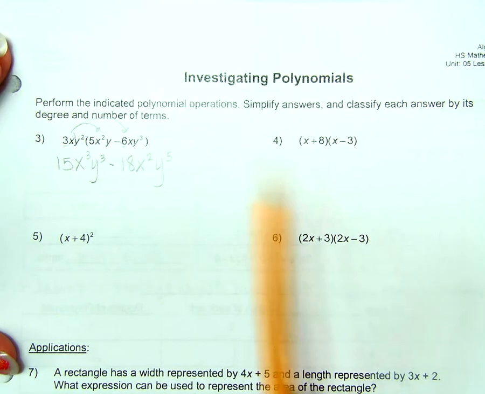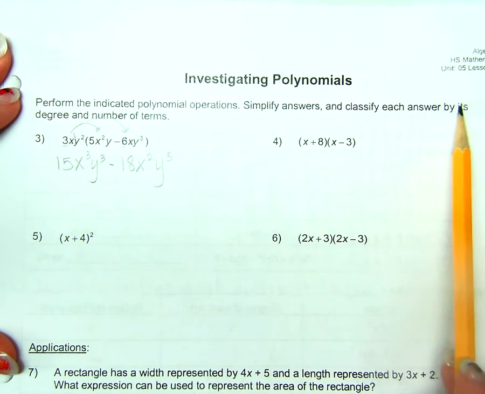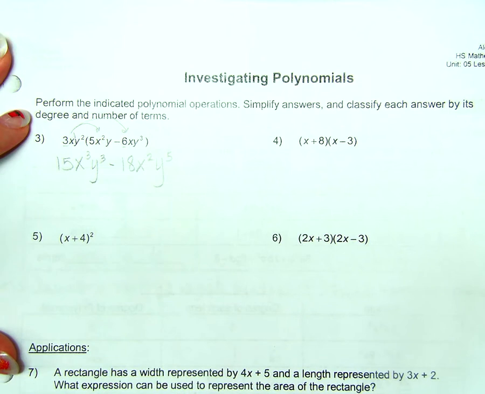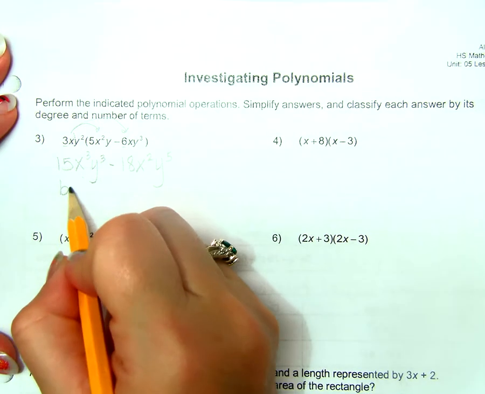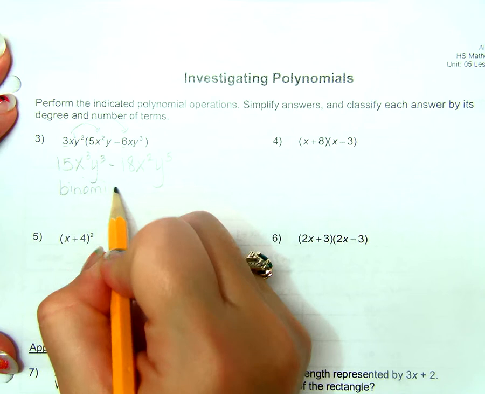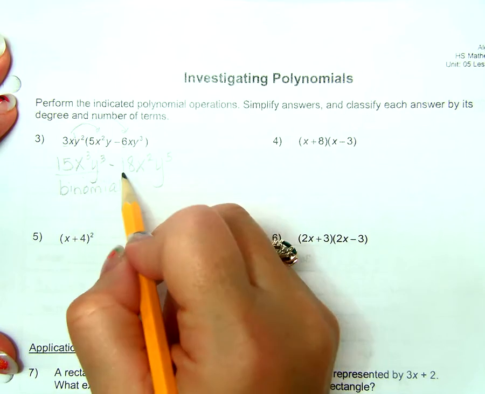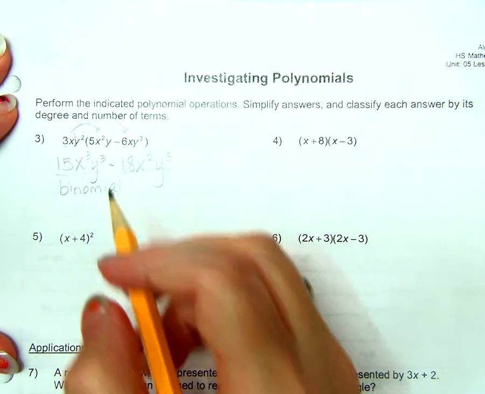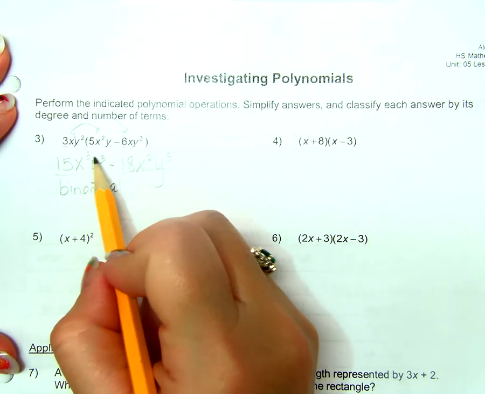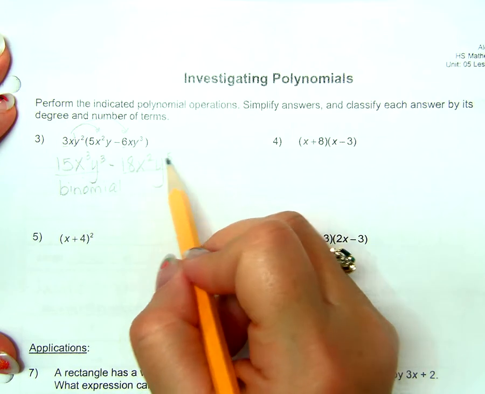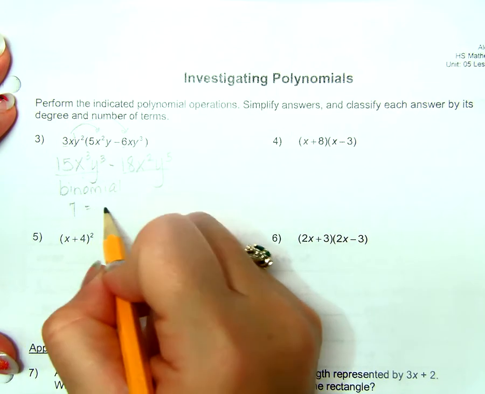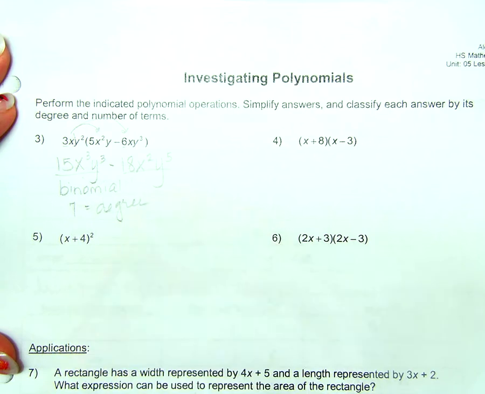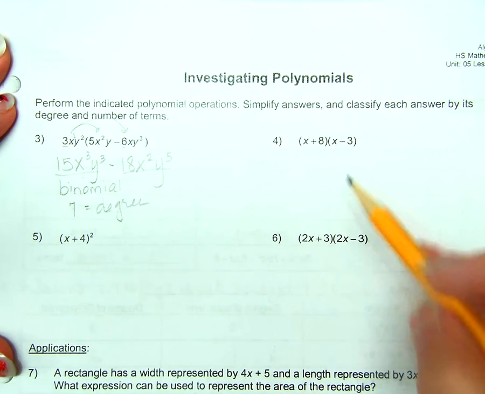All right. Now in the directions, it does ask us to classify each answer by its degree and number of terms. So hopefully you realize this is a binomial because it does have 1, 2 terms, and its degree. Well, let's see. This is 6. And this is 7. So the degree is 7. Okay.